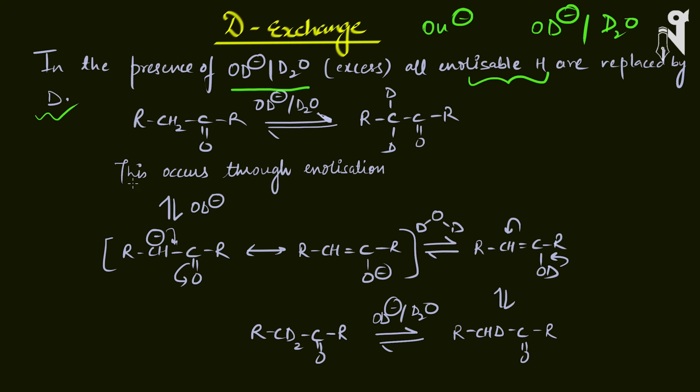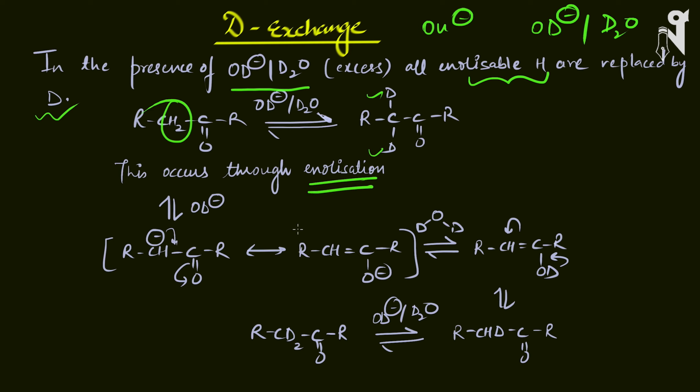That's all. And the mechanism which it follows is the enolization mechanism through which it actually replaces the hydrogens with deuterium. Let's see. We have RCH2COR. We have two enolizable hydrogens over here. And in the presence of OD minus with D2O, what we will see is two hydrogens have been replaced by two deuteriums. How this process has taken place, as I mentioned, it takes place through enolization.